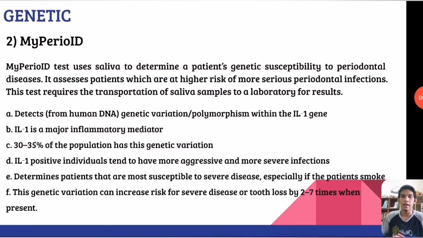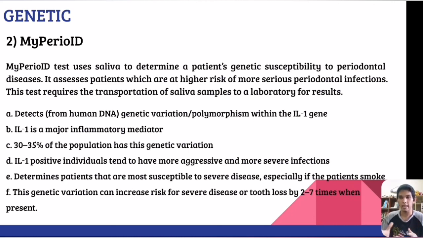So hello everyone, I will be explaining another genetic diagnostic test kit for periodontal diseases, which is MyPerioID. MyPerioID is a test that uses saliva to determine a patient's genetic susceptibility to periodontal diseases. It assesses patients who are at higher risk of more serious periodontal infections, and this test requires the transportation of saliva samples to a laboratory for results. This MyPerioID test works by detecting genetic variations from the human DNA to check for polymorphism within the interleukin-1 gene.